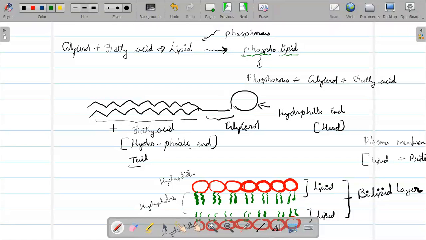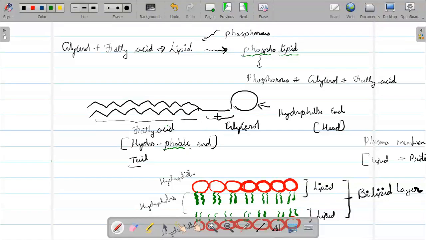And I told you this is the fatty acid. These fatty acids hate water, so they are called hydrophobic. Phobic means fear, fear of water. So fatty acids are not attracted towards water, but glycerol is hydrophilic and is attracted towards water.